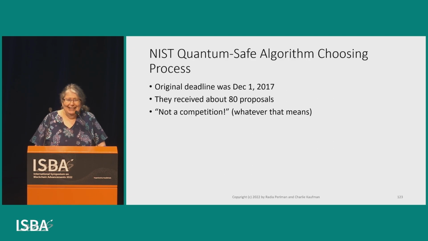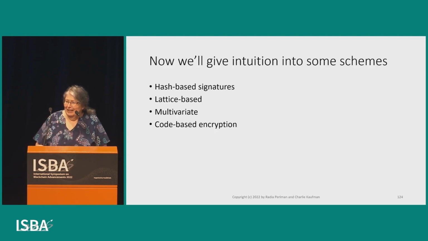So the original deadline was December 1st, 2017. They received about 80 proposals. My son broke 5 of them the first week, and they've kind of whittled it down. And so we'll give intuition into some schemes.